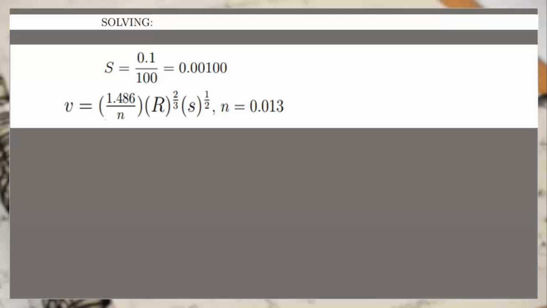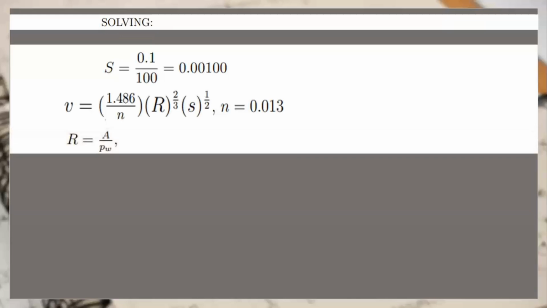Solving, we are going to use the Manning equation to find its velocity, which is V equals 1.486 over n times the hydraulic radius raised to 2/3 times the slope raised to 1/2, where n is the Manning's roughness coefficient for asphalt, which is 0.013, and the hydraulic radius is unknown, and the slope is 0.0100. To find the hydraulic radius, we have the equation R equals area over wetted perimeter.